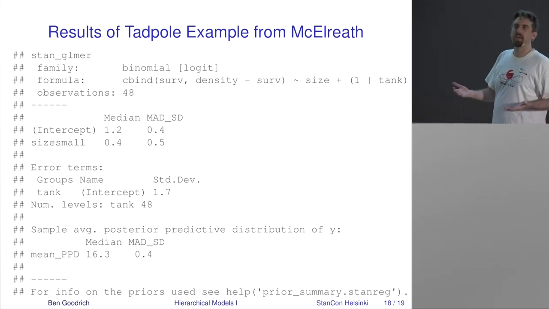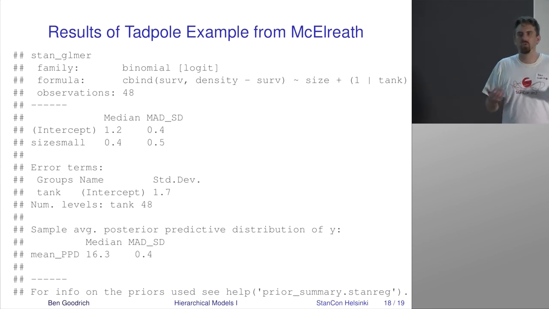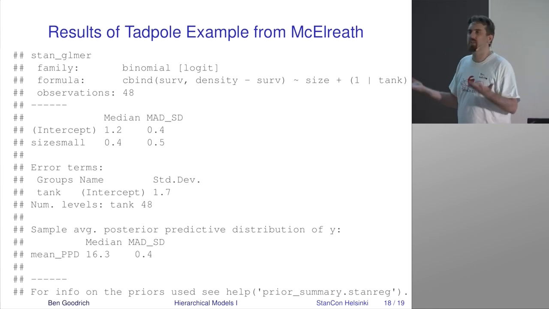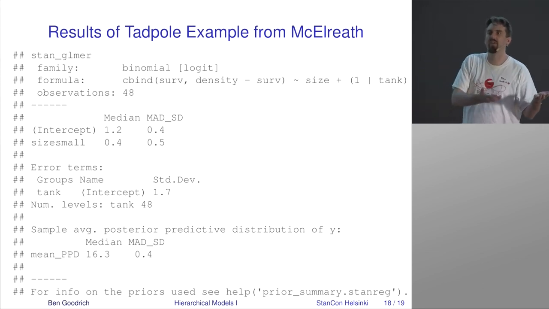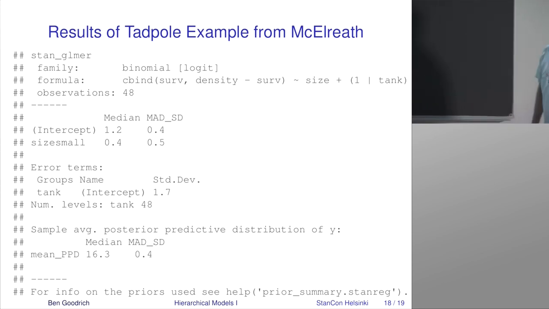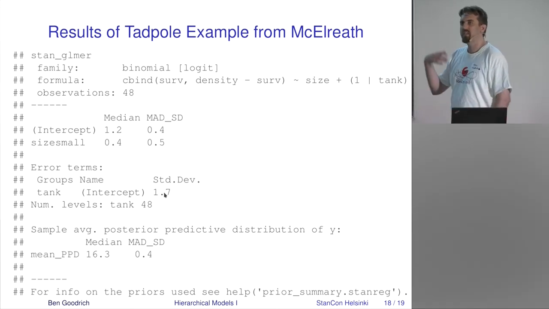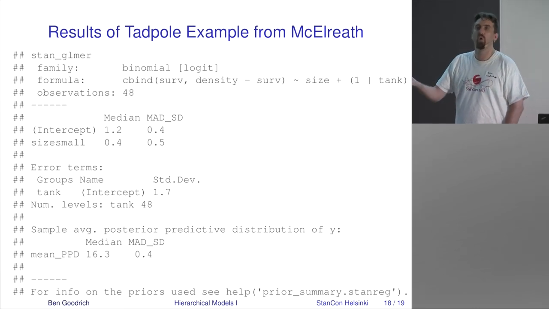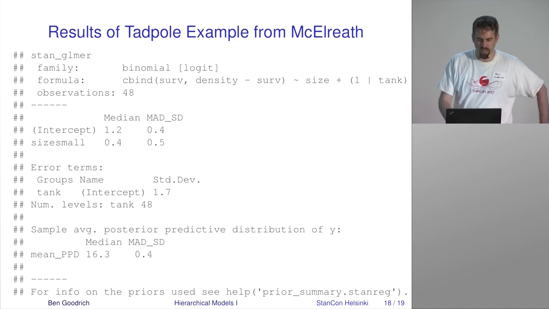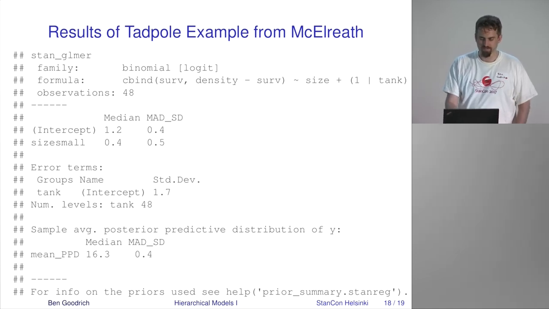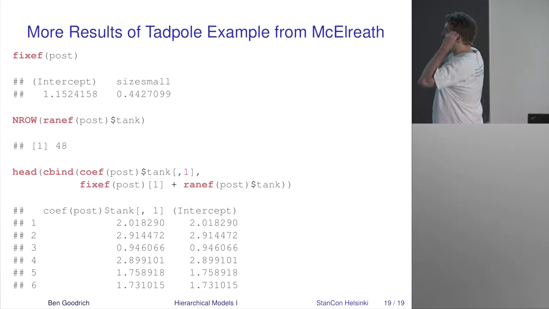Like I said, if one tank gets contaminated, or its temperature is too hot or too cold or something like that, you might expect more of the tadpoles in that tank to die compared to the average tank. And so this posterior distribution for tau, with a mean of about 1.7, is saying there's something going on here that we should be paying attention to if we're interested in tadpoles. So that's the summary output of rstanarm.